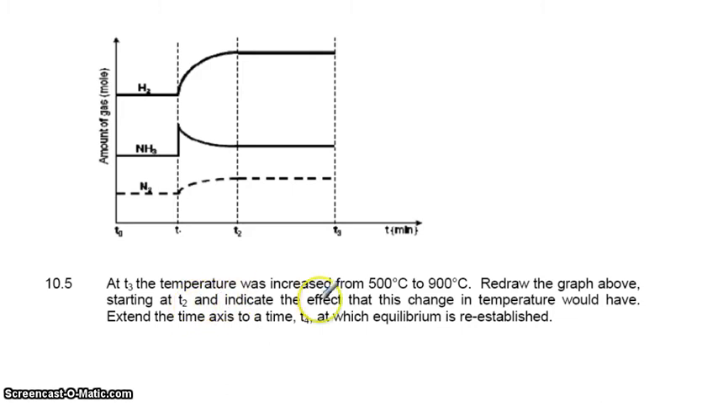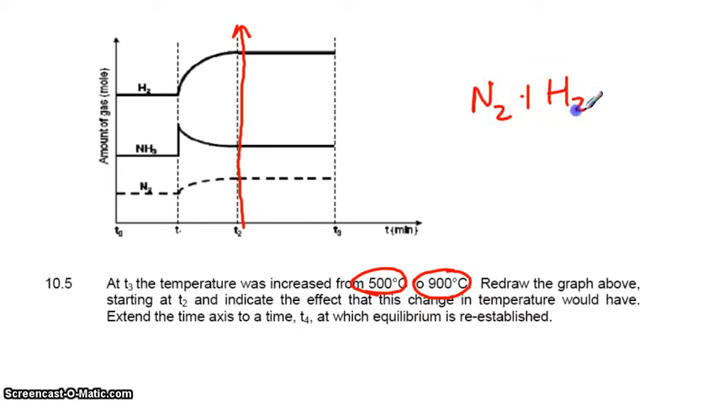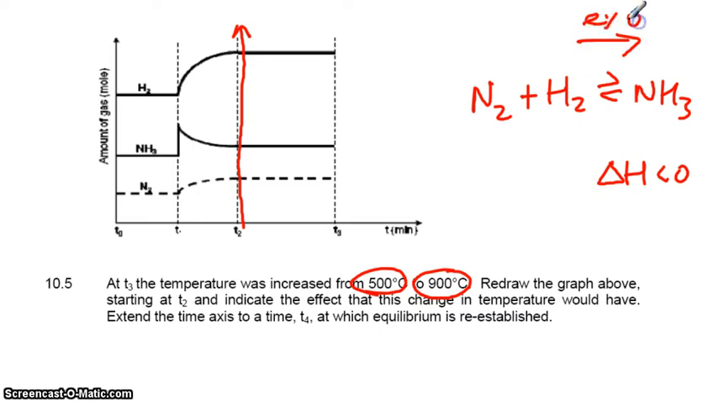10.5 then talks about a change in temperature. At T3 the temperature increased from 500 to 900. It asked you to redraw the graph starting at T2, so I'm just going to shift the axis across to there. We're now interested in this part of the diagram over here. You'll remember that the equation is given and the forward reaction is exothermic, so N2 plus H2 going to NH3. Delta H for the forward reaction is less than 0, so the forward reaction is exothermic.